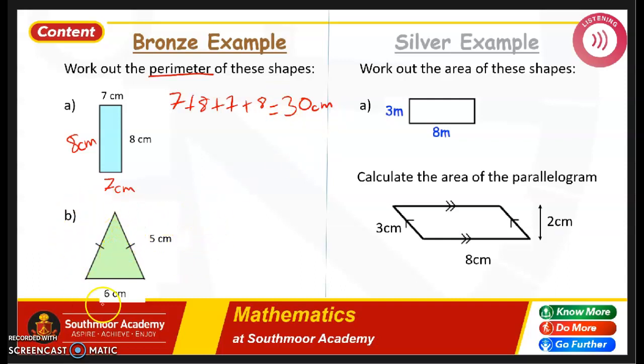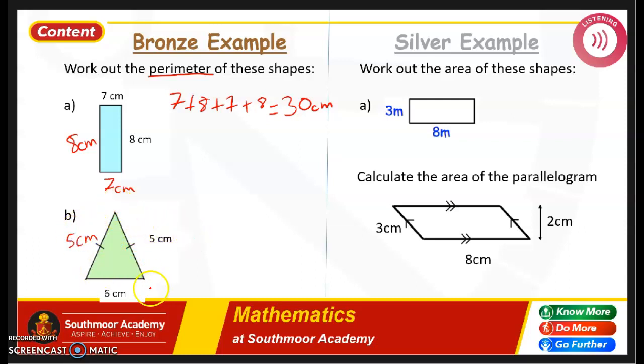Now we're going to work out the perimeter of this triangle. These two lines on the triangle tell us that this is an isosceles triangle, meaning two angles are the same and two sides are the same length. So this side here is 5 centimetres, this side here must also be 5 centimetres.